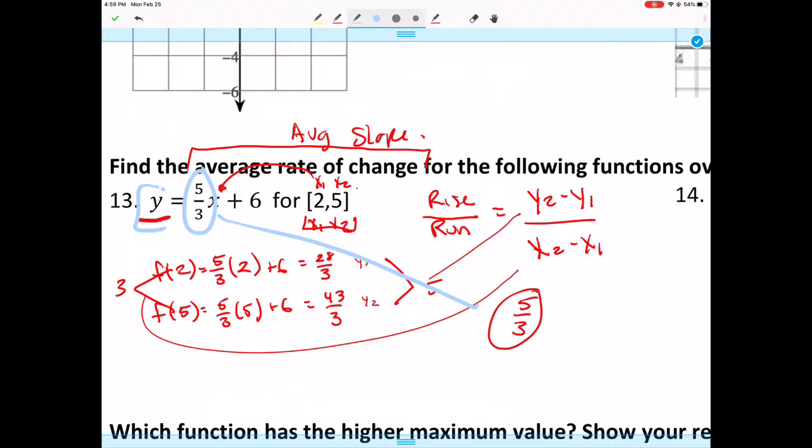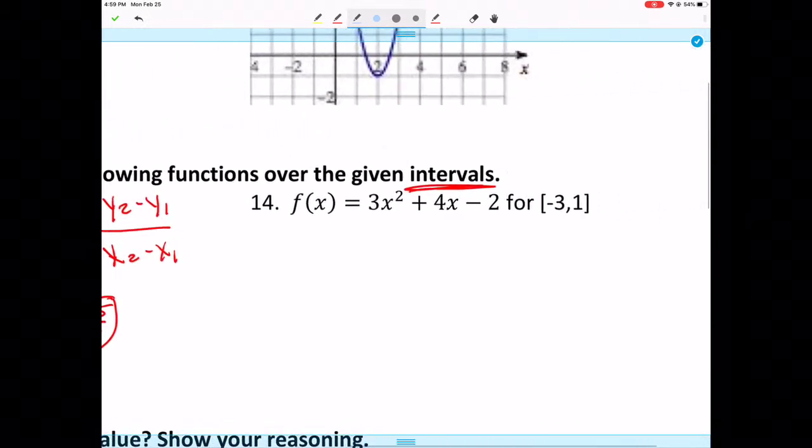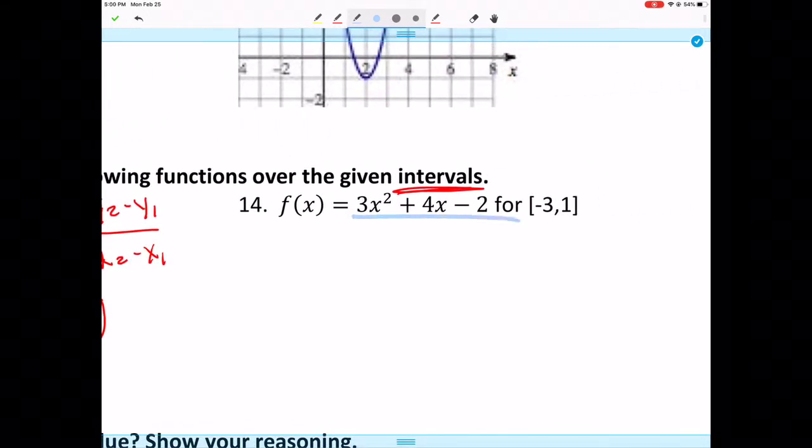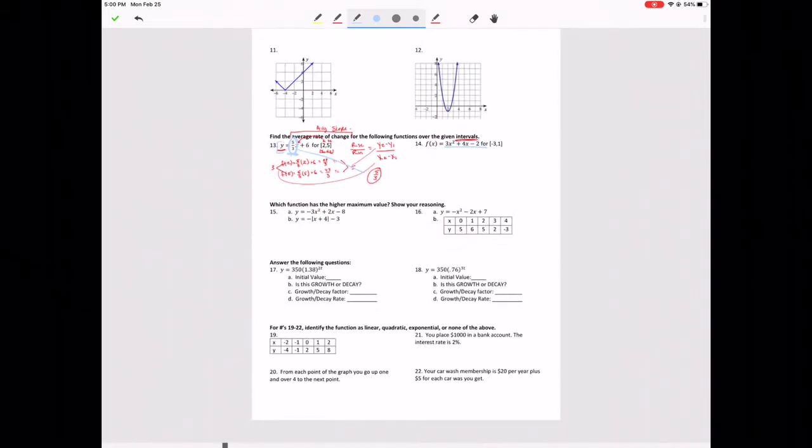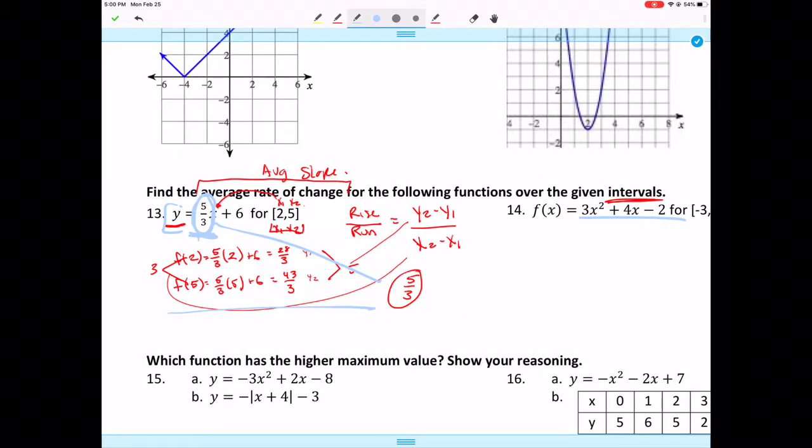So it doesn't matter what your interval is, your average slope is 5/3 for this problem, okay? So on the test, if you realize that it was a linear equation, then you would just say 5/3, and then you would need to explain how you know. Okay, so you could say something like linear equations have constant slope, and that would be fine. Something like this, where it is a quadratic, you would need to do this work and plug it in and get your answer.